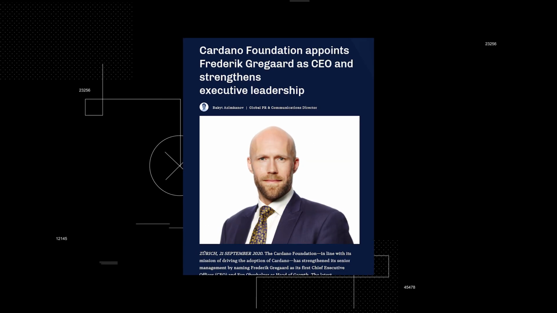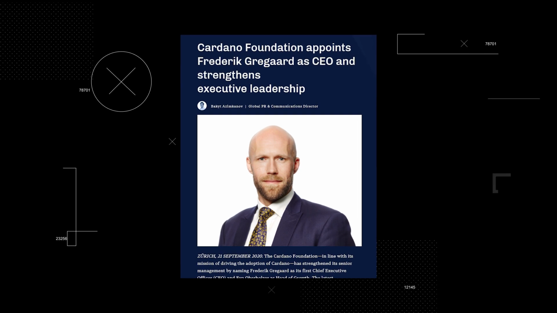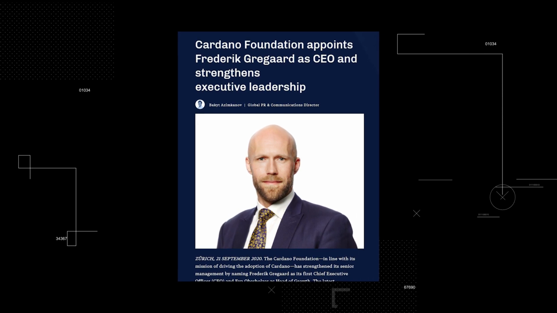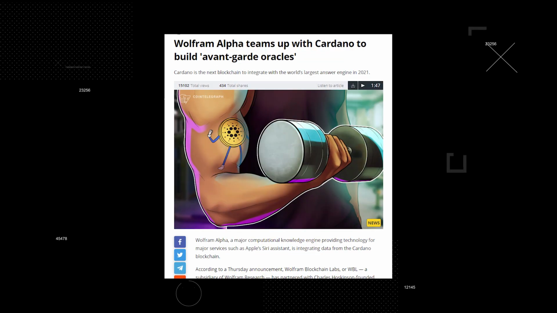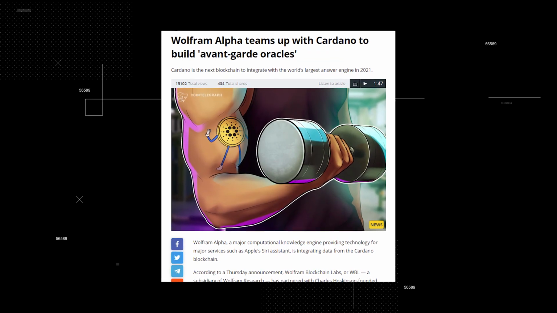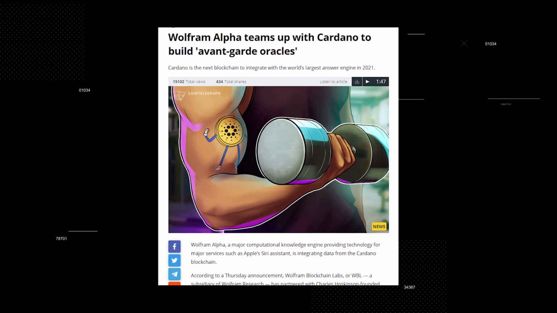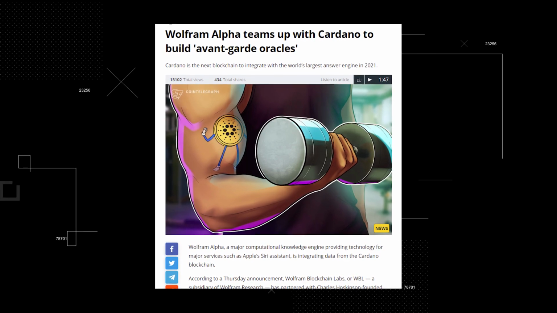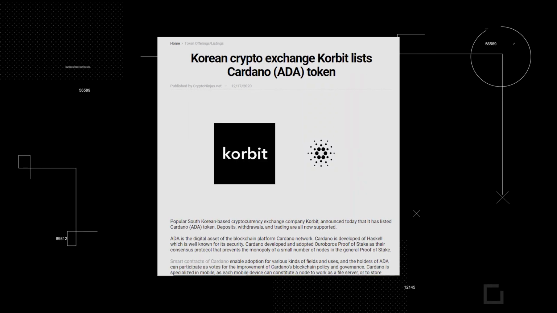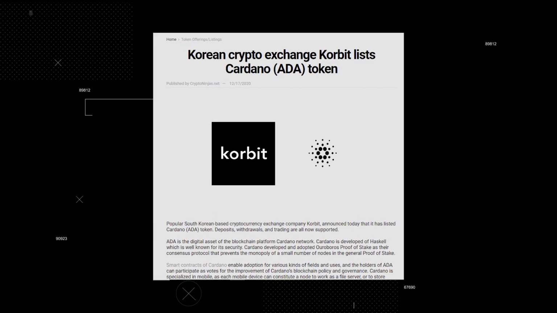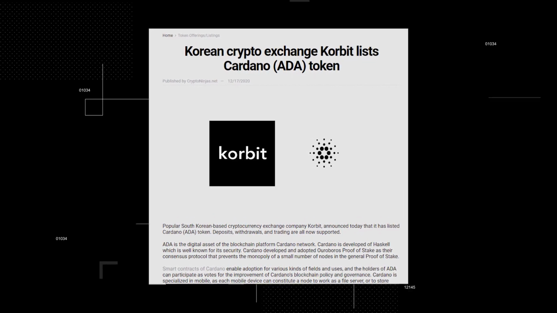Meanwhile, there has been expansion with the Cardano Foundation team, onboarding many new members, and Frederick Grigard was welcomed as the new CEO. Cardano also announced it has joined Bitcoin and Ethereum by integrating into Wolfram Alpha, the leading computational knowledge engine. South Korea's largest Bitcoin and Ether exchange, Corbit, announced in December they have begun supporting ADA.